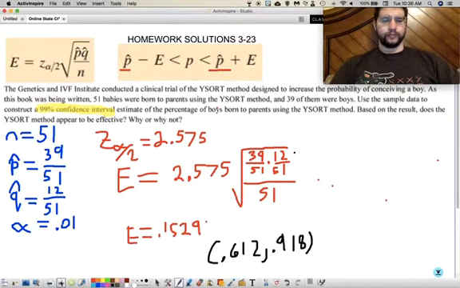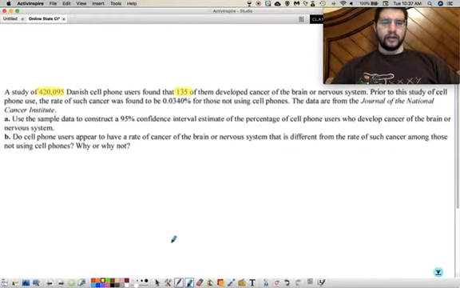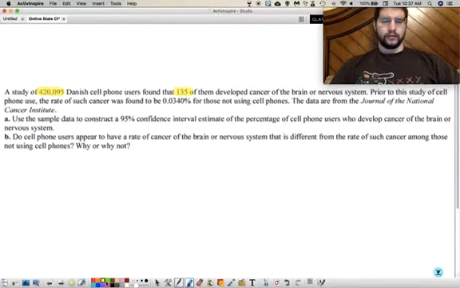Okay, number 2. Same thing here. We're going to construct a confidence interval. So let's see. We got that many people, and that many of them had brain cancer. So this is a Danish study to see if cell phones cause brain cancer. Originally we had that percentage for brain cancer if they didn't use cell phones. Use the sample data to construct a 95% confidence interval to estimate percentage of cell phone users.